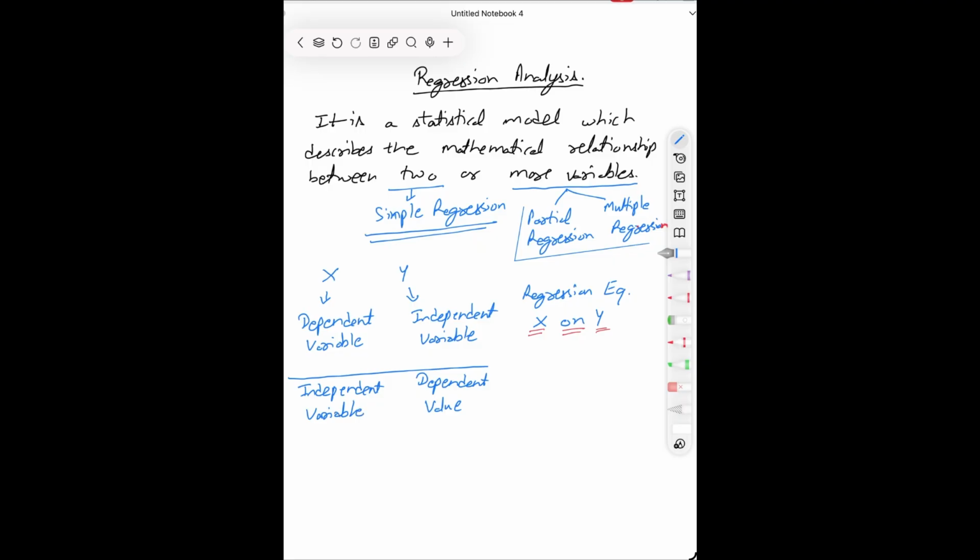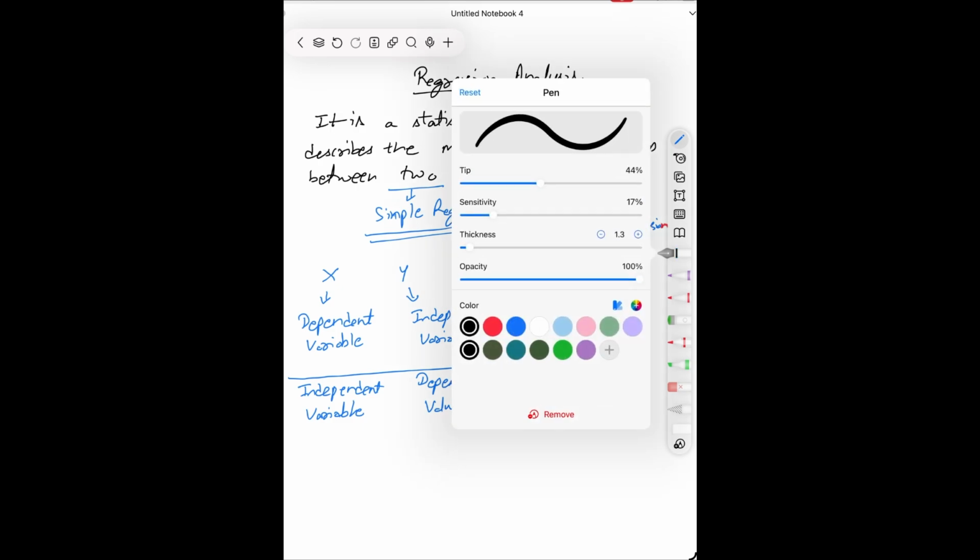So that would mean we are trying to have a regression equation of y on x. This is the most important thing in this particular topic. Now, I will give you one example.